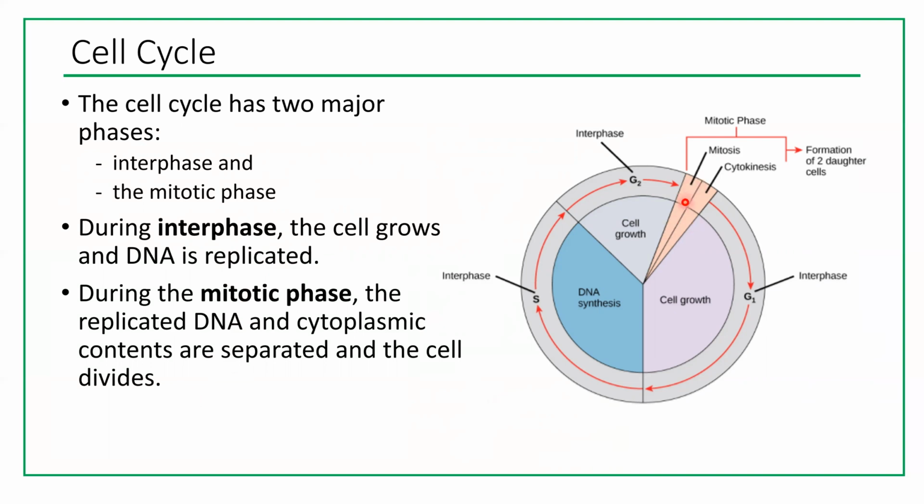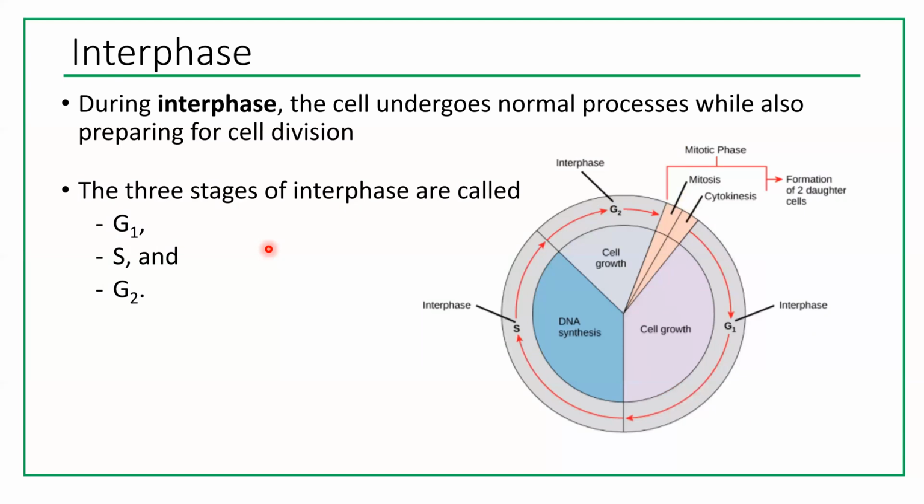Now, the cell only divides during M phase, right? All the preparation for division, including DNA synthesis or replication, happens during interphase. During interphase, the cell undergoes normal processes while also preparing for cell division. The 3 stages of interphase are called G1, S, and G2. G stands for growth, so growth phase 1. S stands for synthesis, and G2, again, cell growth.